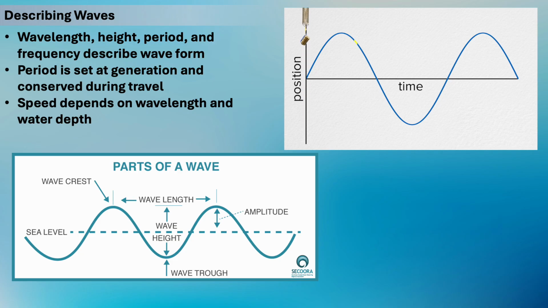This matters physically because period and wavelength encode information about the energy source. A beach receiving long period swells is experiencing energy that may have originated thousands of kilometers away, even if local winds are calm.